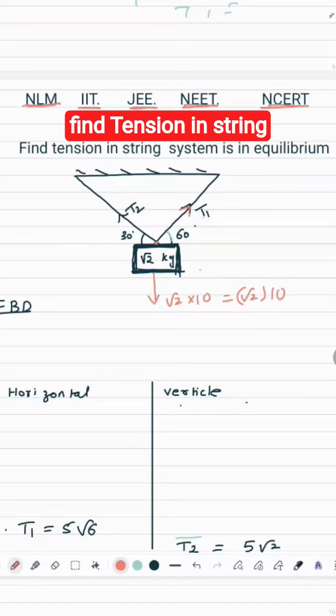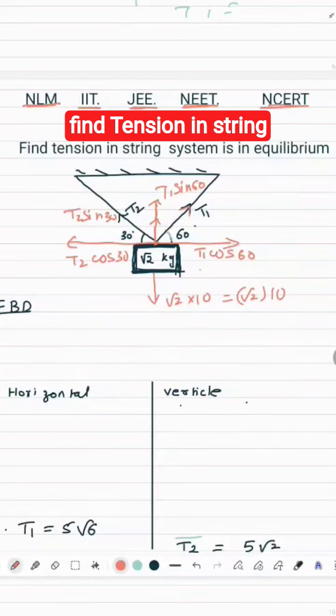So now what you have to do, you need to resolve the tension. So what will be the horizontal component of this T1? We know that the angle is attached to it. So it will be T1 cos 60. Same way, vertical component will be T1 sin 60. Now look at this one. T2, if I resolve, it will be T2 cos 30 and the vertical component will be T2 sin 30, right?